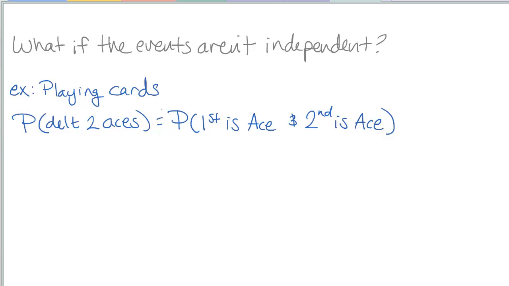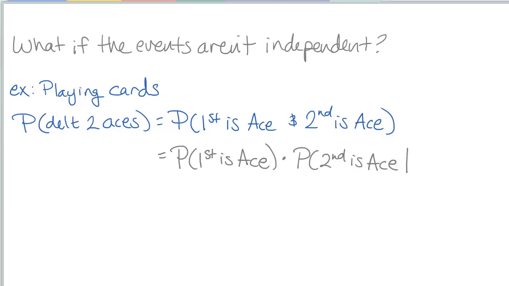So in this case, we're looking at the probability that the first card is an ace and the second card is an ace. We're still going to do this as multiplication. So we have the probability the first is an ace times, normally we would just say the probability that the second card is an ace. But because this is conditional, or because these are not independent, we have to say the probability the second card is an ace given that we already know the first card came out an ace.